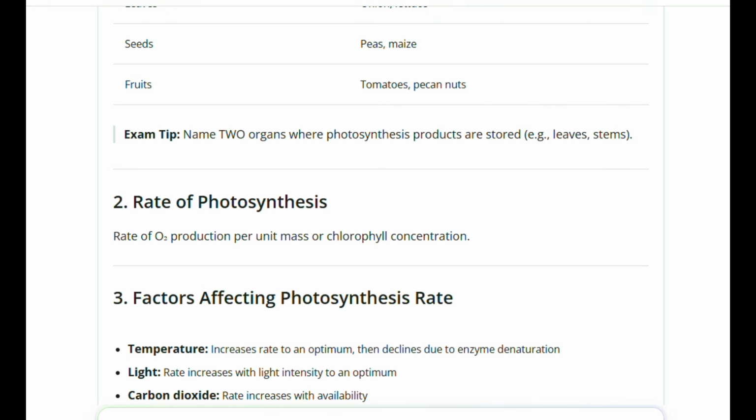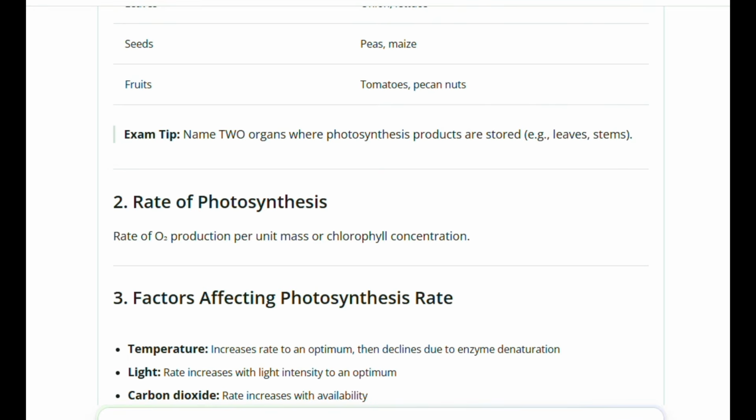Exam tip. The question will come like, name two organs where photosynthesis products are stored. Then you'll say leaves, stems, right? Because they said two. If you give three, they're going to mark two, then they will leave one. But if they say name three organs where photosynthesis products are stored, then you can say stems, leaves, and roots, right?